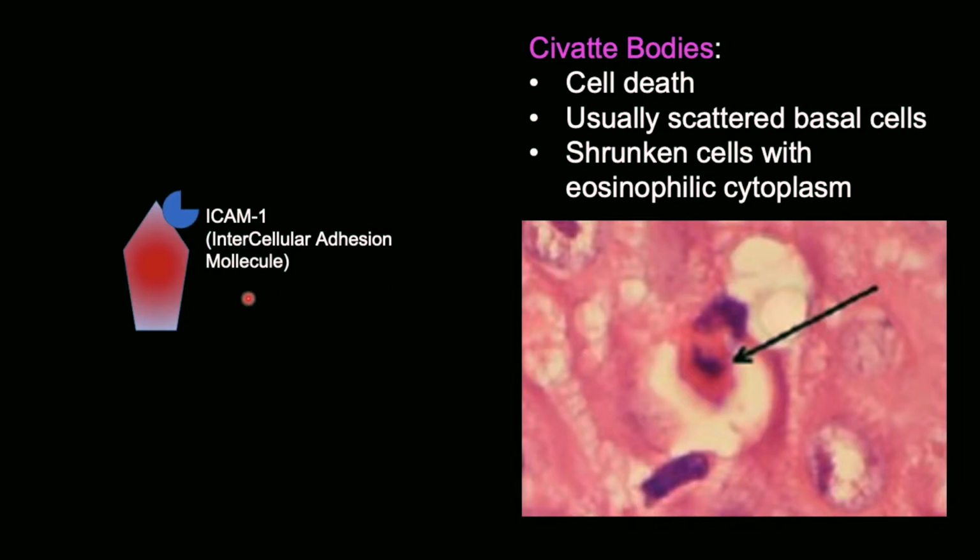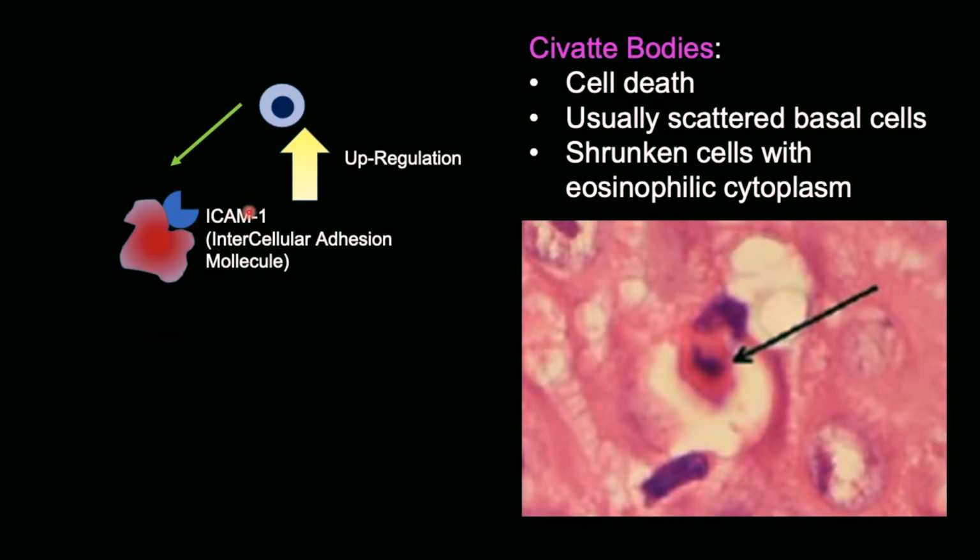The mechanism happens because of ICAM-1, or intercellular adhesion molecule, that is expressed in the keratinocyte. When this molecule is upregulated, it will attract the lymphocytes, and the lymphocytes will destroy the cell, or start the apoptosis of the cell that caused the damage to the keratinocyte.